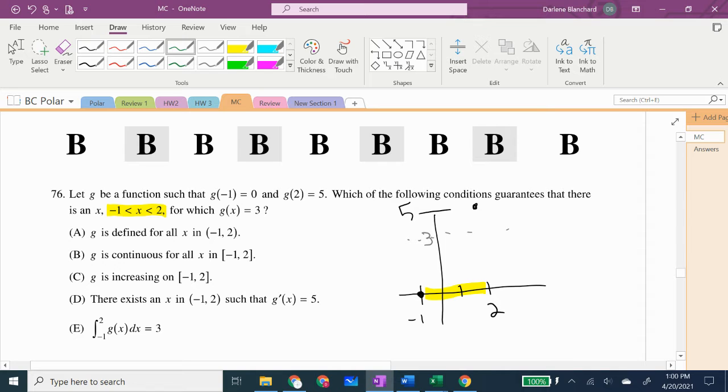And this is an issue of intermediate value theorem. Because 3 is between 0 and 5, all I need is for this to be continuous. If it's continuous, then it forces it to have at least one x-coordinate in between 1 and 2, for which the y value of that function is equal to 3. Continuous is all we need.